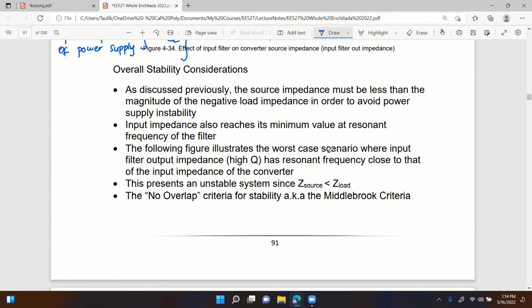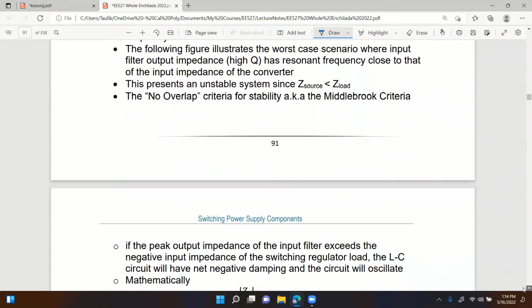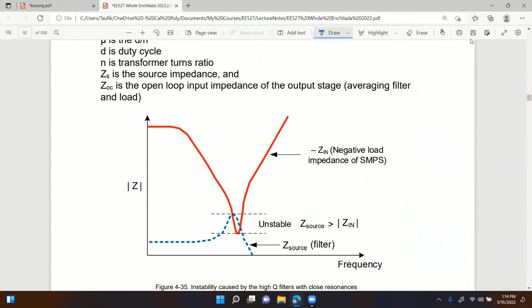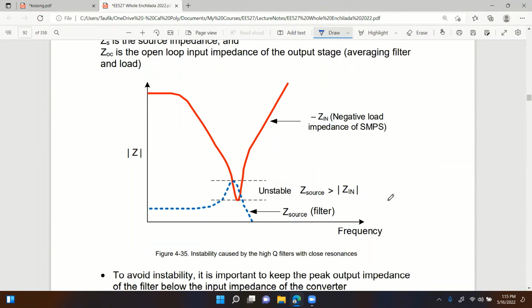The following figure illustrates the worst case scenario where the input filter's output impedance, with high Q, has a resonant frequency close to that of the input impedance of the converter, right? This presents an unstable system since Z source will be less than Z load. Remember what I said earlier, right? If the magnitude of the impedance of the input to the converter is less than the magnitude of the impedance of the input filter, then we have a problem, right? So this could be a problem right here.